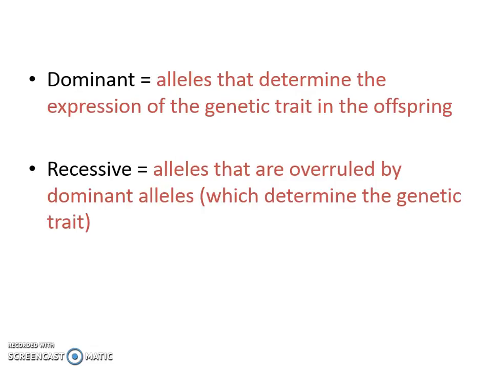So that means that if there's a dominant allele present, the recessive allele remains hidden. The only way that a recessive allele will be expressed is if there's no dominant allele present. So for example, blonde hair is recessive. So the only way that an individual can get blonde hair is if they get a blonde-haired allele from their mother and a blonde-haired allele from their father.